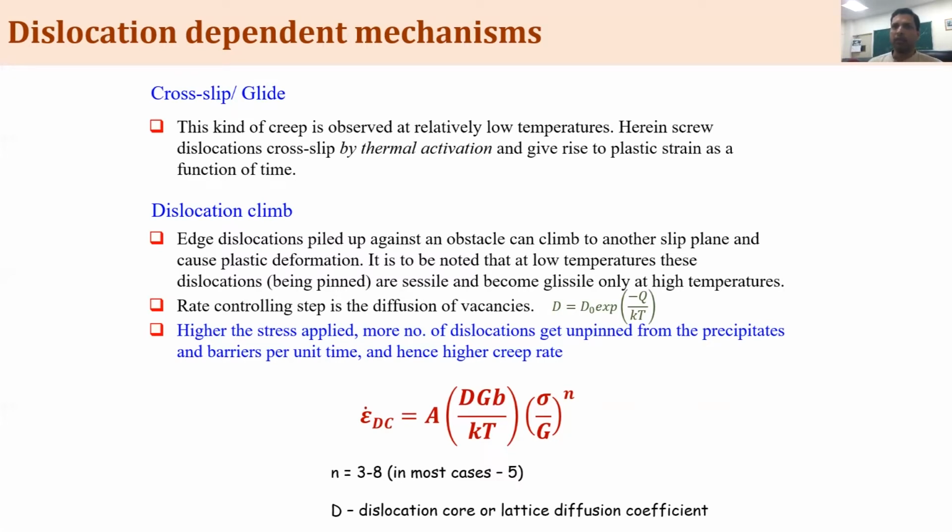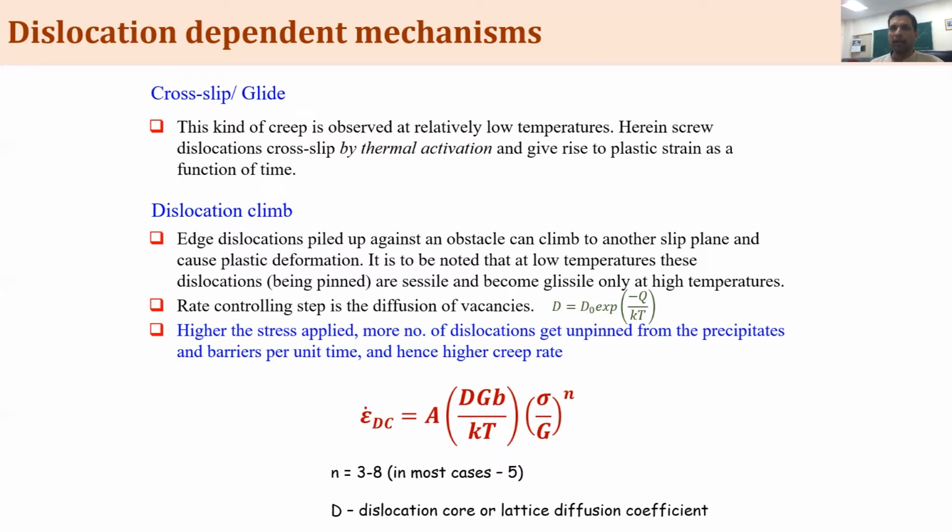And only when the temperature is high, then the vacancies come into picture, and then the vacancies lead to the climb of these dislocations, and the dislocations can start moving. So the climb process itself is activated only at higher temperature. Rate controlling step in this particular process is the diffusion of vacancies. So the same equation, D equal to D naught exp minus Q by KT.